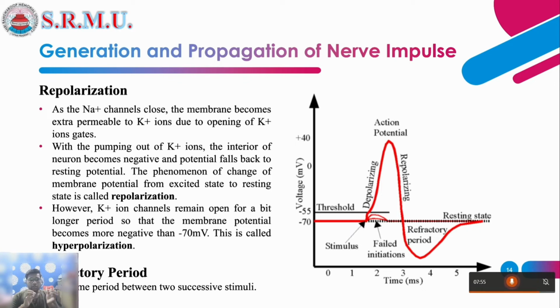Now from hyperpolarization to the resting stage, this time period, you can see from the graph, from here to here, is called the refractory period. The refractory period is a time period when no new stimulus can be received until it reaches the resting stage.